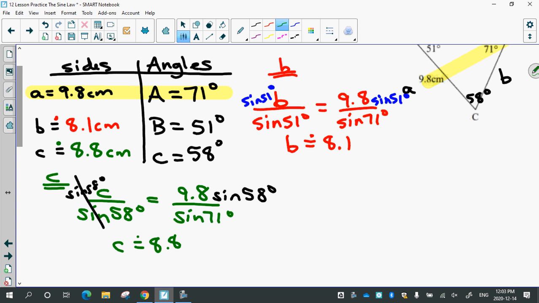Everybody good? That's how you do a solve question. Make your chart. Once your whole chart's filled out, then you're done the question. Okay? All right, the next one's a solve too, so start making your chart. See what you know and what you don't know.